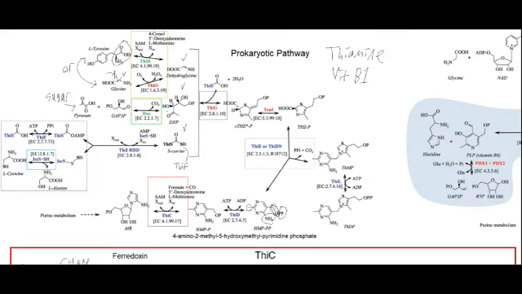So to go back here and get our bearings a little bit, that generates this species here. Then a THID would come and add another phosphate onto it, turning it into HMP pyrophosphate. So now let's go ahead and look at this THIH, THIO enzymes mechanisms over here.